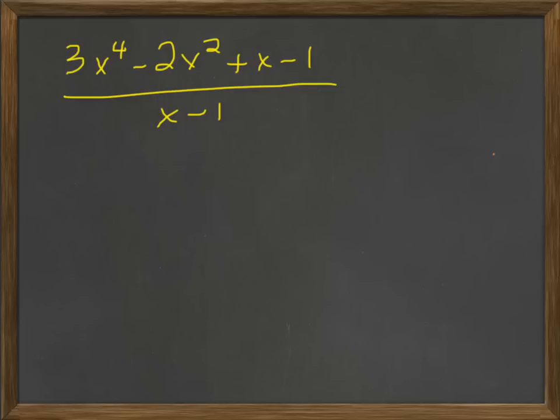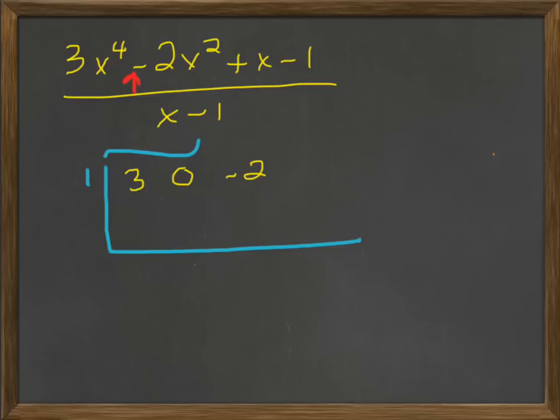So we're going to change our factor into a root, and that means, of course, that the root would be 1. And then we're going to draw an upside down division bar. Our next step is to put in the coefficients of each of the terms. So we have our 3 for the 3x to the fourth. But if you notice, we are missing an x to the third. So we put a placeholder of 0 in. And then we put our -2, a +1, and then our constant -1.